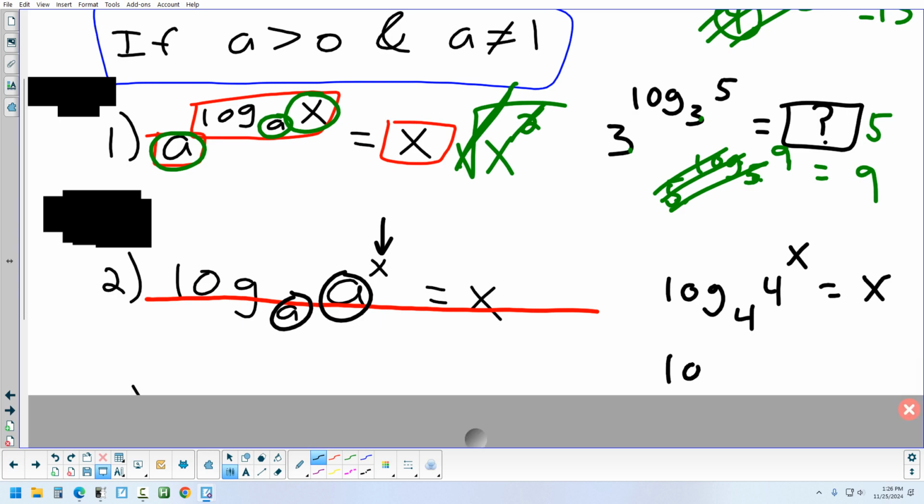How about log base 7 of 7 to the 5th power? It would equal 5. These two things cancel out, kind of like squaring and square rooting, and the only thing that's left is what's right there. So again, it's just a special pattern. For log base 4 of 4 to the x, the answer is just x. We don't know what x is because they didn't give it to us. The answer is whatever is right there.